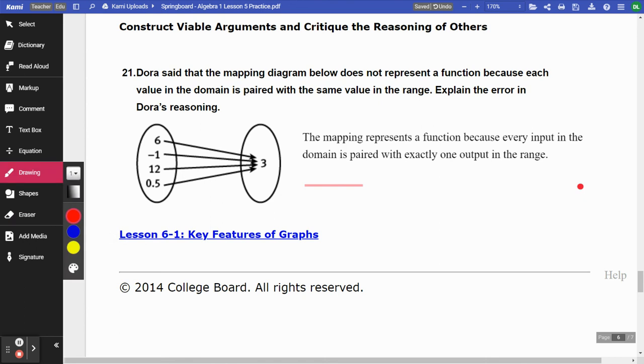And that is the lesson practice for lesson 5, activity 5, Springboard Algebra 1.